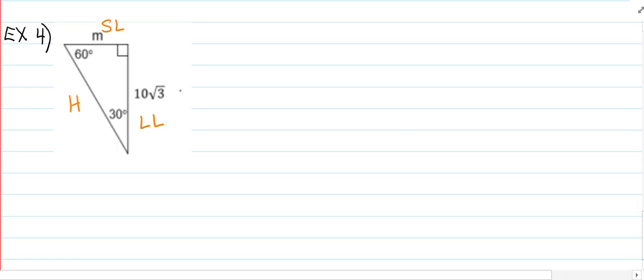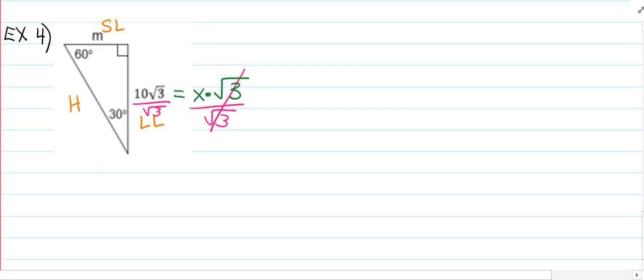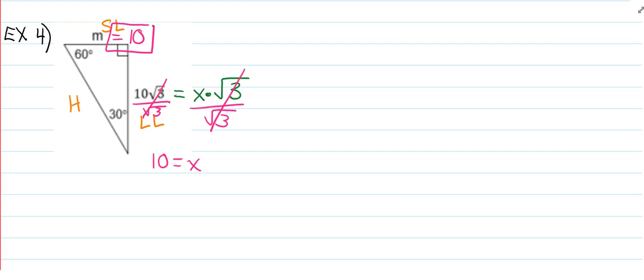Like we did in the very first problem, my long leg is equal to x times the square root of 3. It's equal to the short leg times the square root of 3. Just like before, if I want to solve this equation for x, I can divide both sides by the square root of 3. My square roots of 3 cancel out, so all we're left with is 10. My short leg ends up being 10, because my long leg is the short leg times the square root of 3. And those are a few examples of 30-60-90 triangles.